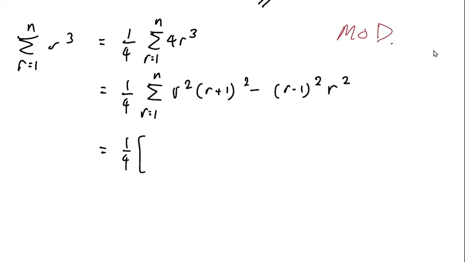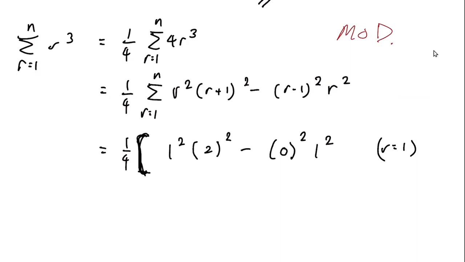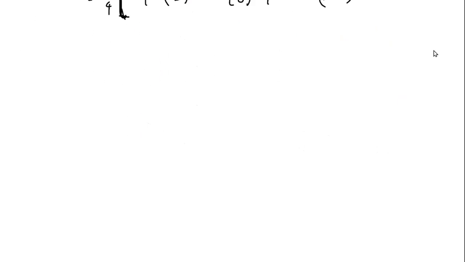You should just manually substitute the r now. So let's just do that. Substitute r with 1. What do we get? 1 squared times 1 plus 1, which is just 2 squared, minus (1 minus 1, which is 0) squared, times 1 squared. That's r equal to 1. Don't forget that I opened a square bracket here, so I still need to close the square bracket later at the far right, at the bottom.